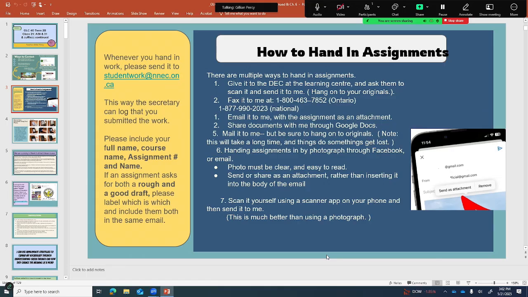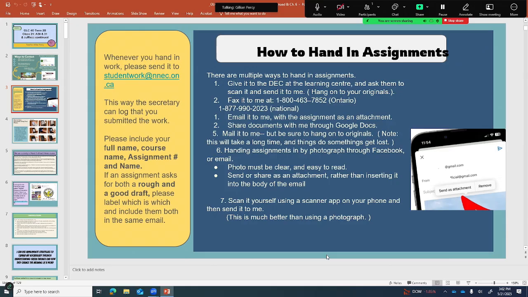Make sure that on the physical assignment you have your full name, the course name, the assignment number, and the name right on the page. I know a lot of people put it on the email, but I don't see the email usually, right? It gets printed off and put in my mailbox.